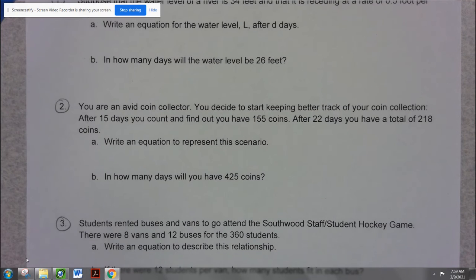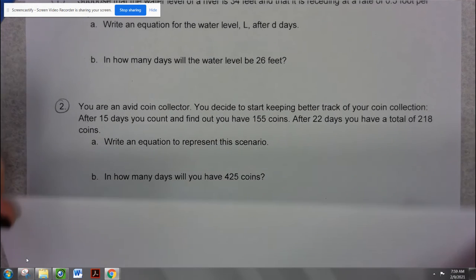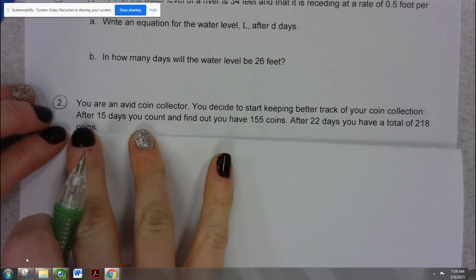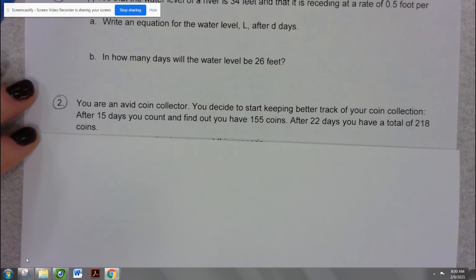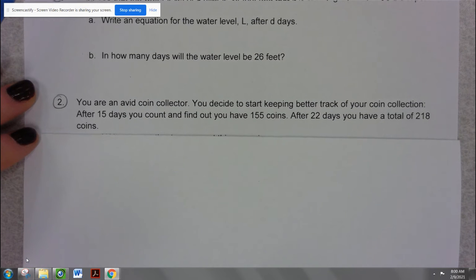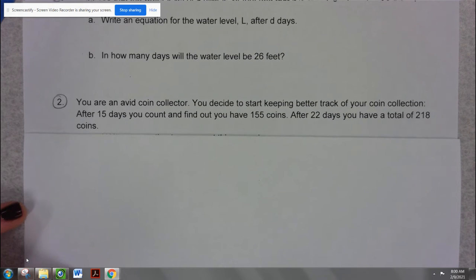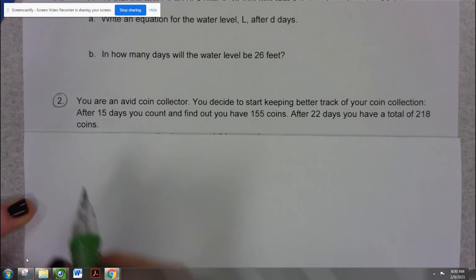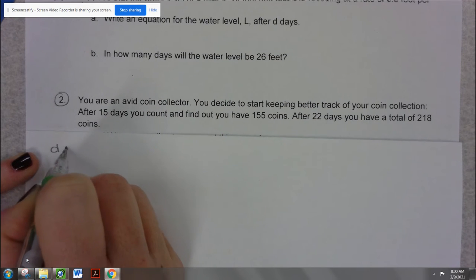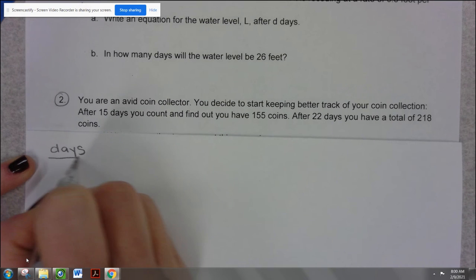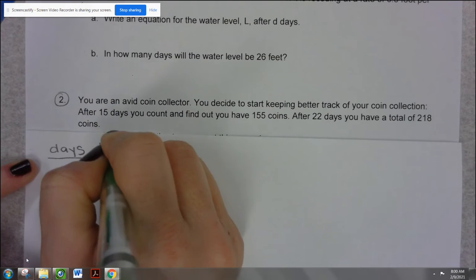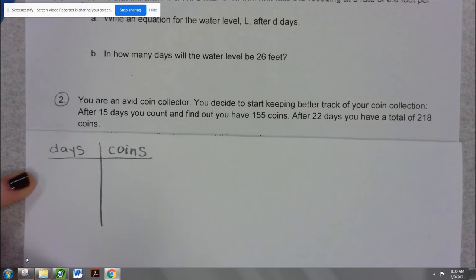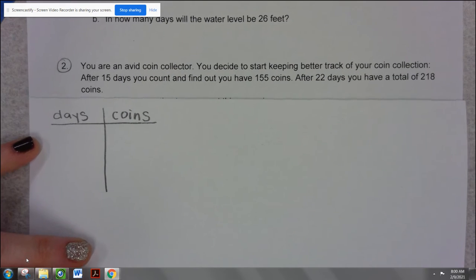The next one we're going to look at is question number 2. So in question number 2, it says you're an avid coin collector. You want to keep better track of your coin collection. After 15 days, you have 155 coins. After 22 days, you have 218 coins. Well, I know right now I have information about days and I have information about coins. I have no idea how many coins we're collecting per day.